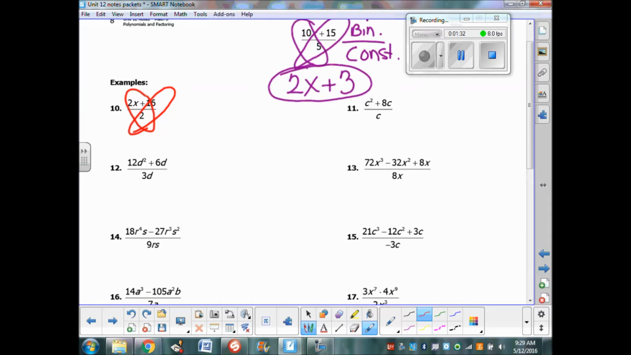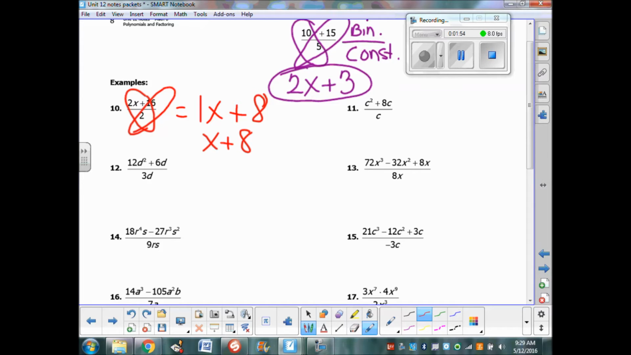So 2x divided by 2 is going to be a 1x. 2 divided by 2 is 1, but we still have that x there. And then what is the other piece here, the 16 divided by 2? 16 divided by 2 is 8. You could also write your final answer as x plus 8.